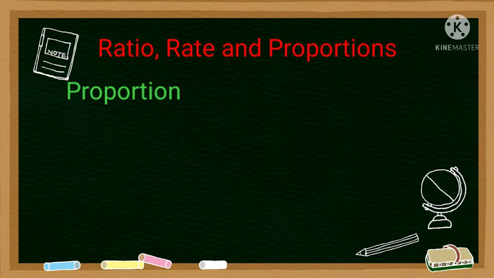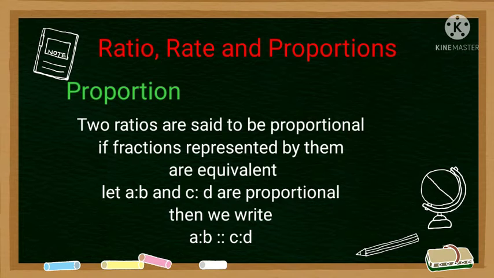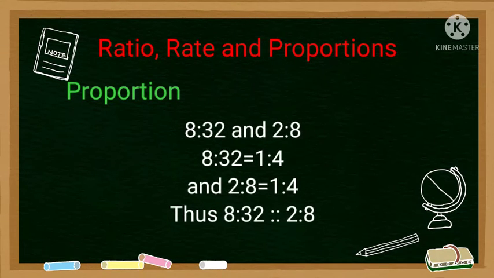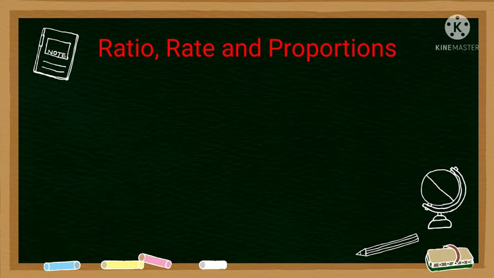Proportions. Two ratios A is to B and C is to D are said to be proportional to each other if they yield the same result on simplification. Or in other words, if two ratios in the form of fractions are equivalent, then they are proportional to each other. For example, the ratios 8 is to 32 and 2 is to 8 are proportional to each other since on simplification they both yield the result 1 is to 4.